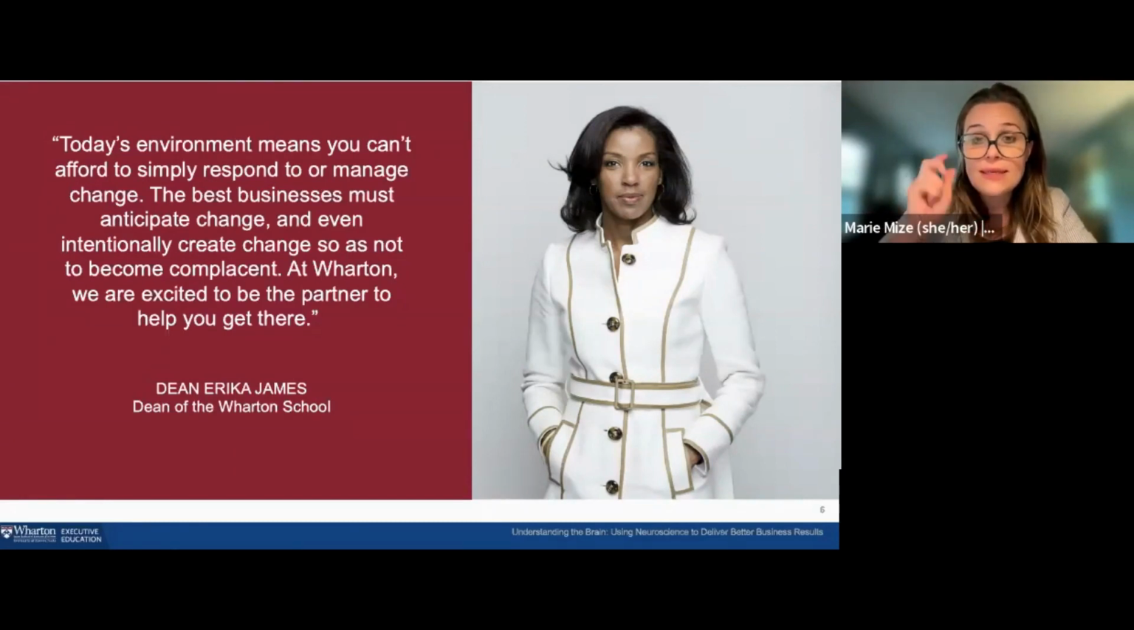The best businesses must anticipate change and even intentionally create change so as not to become complacent. So change equals growth. At Wharton, we are excited to be the partner to help get you there. So that's what you can expect from your learning.